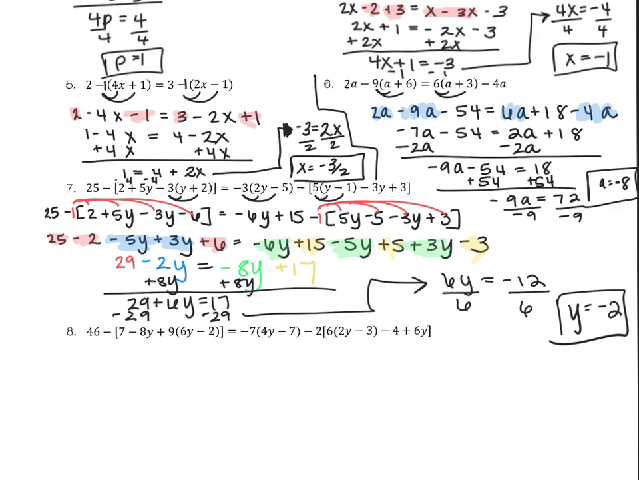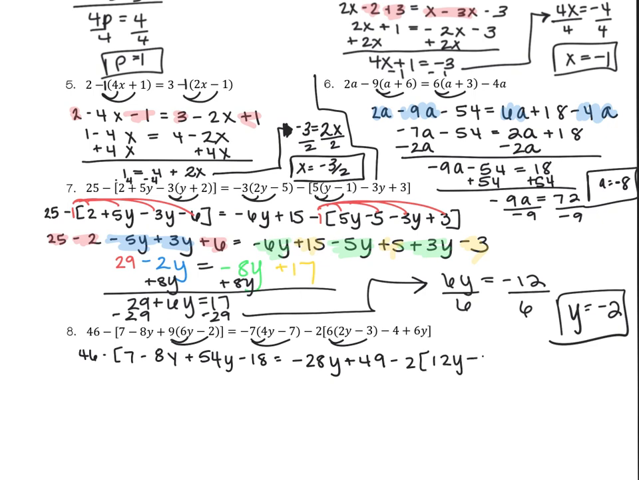Number 8 is really similar, so you want to start by distributing all of the very interior parentheses. And so when I do that, I get 46 minus the bracket 7 minus 8y plus 54y minus 18 equals -28y plus 49 minus 2 bracket 12y minus 18 minus 4 plus 6y.